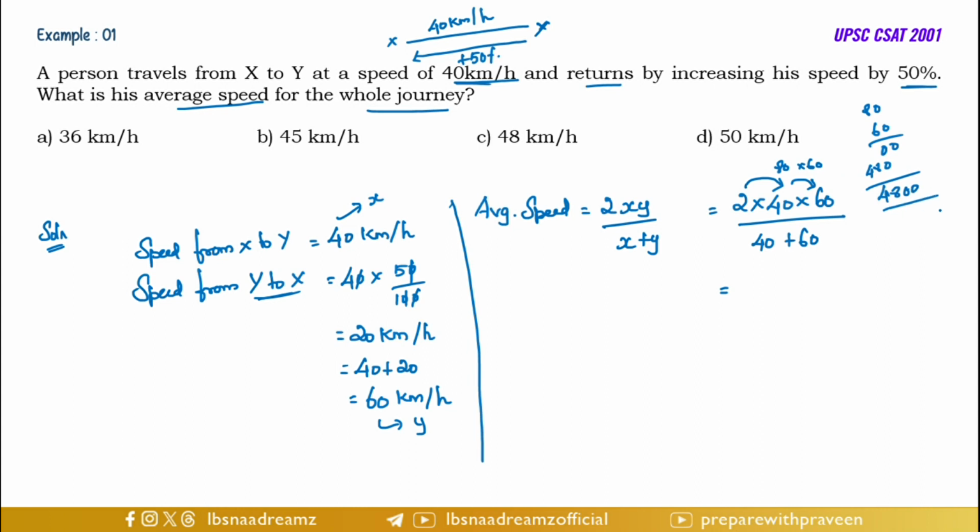4,800 divided by 100, the 0 and the 0 is equal to 48 km per hour. So option C is the right answer. Yes, option C is the right answer.